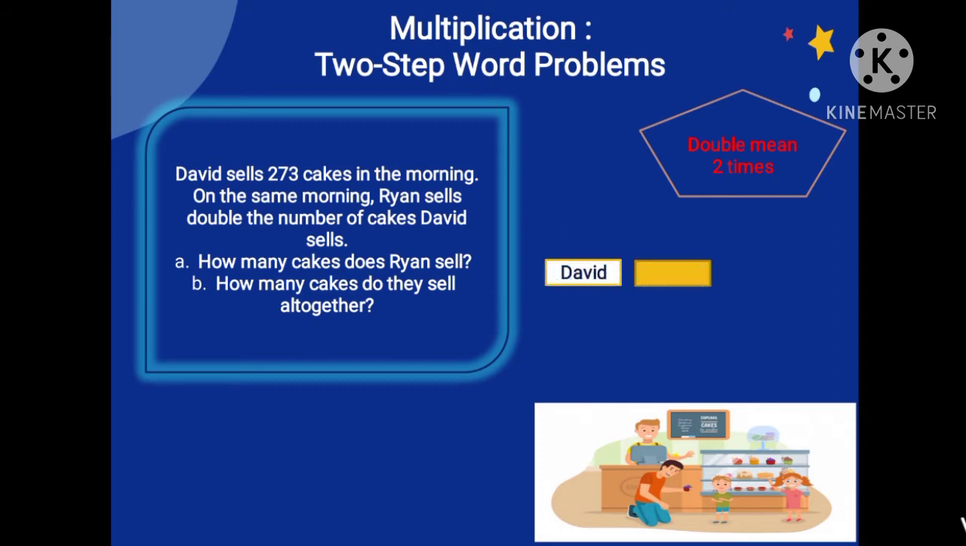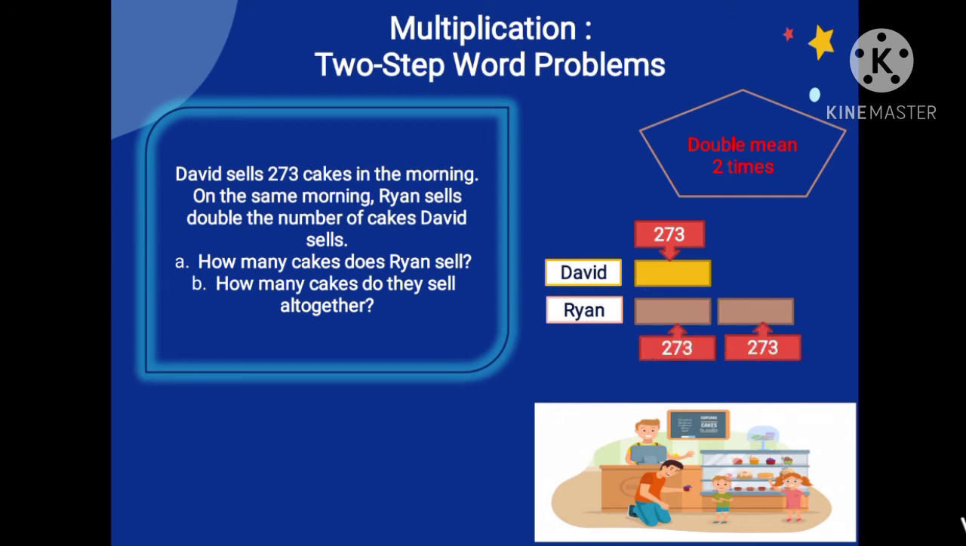Now David, how many does David sell? 273. What about Rian? Yes, Rian sells double. It means 2 times 273. So Rian sells 2 times 273. It means 546 cakes.